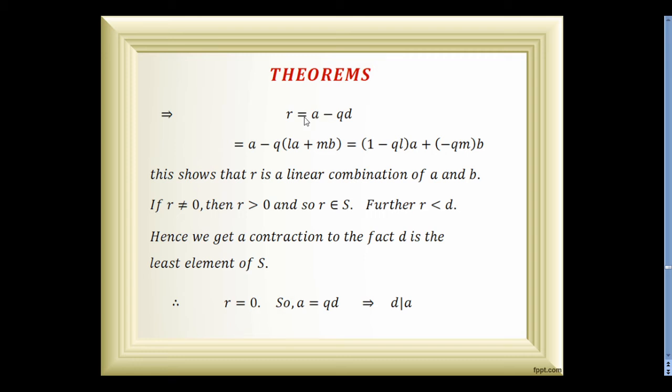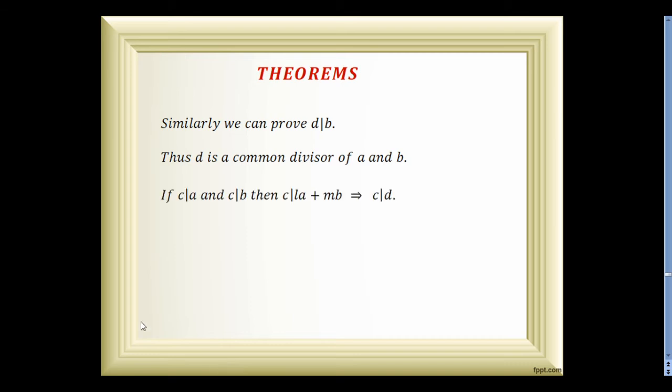When you substitute R equal to 0 in the Euclidean division algorithm, we get A equal to QD, which implies D divides A. Similarly, we can prove D divides B. Thus, D is a common divisor of A and B. If C divides A and C divides B, then writing in linear form, C divides LA plus MB, which is the formula of D. So C divides D. Hence, D is the GCD of A comma B.